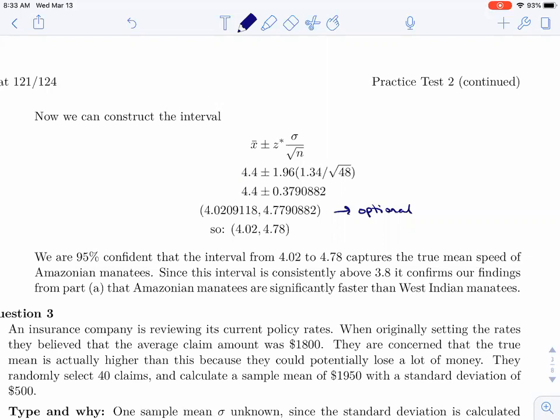The second part of the question was, does this confirm your findings from part A? In part A, we said that the Amazonian manatees travel at speeds significantly faster than 3.8. If we look at this whole interval, it's all above 3.8. And so this confirms that yes, the speeds are significantly faster than 3.8. In fact, we're 95% confident that the speeds are faster than 3.8.